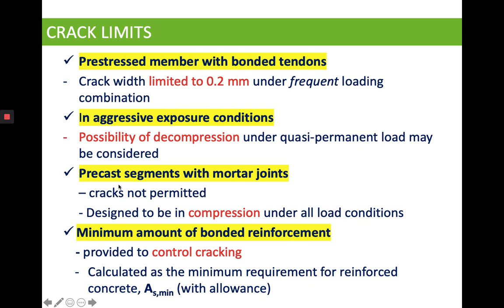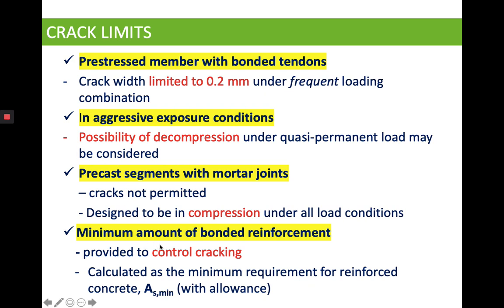The next one is precast segments, which will have mortar joints. For this type of structure, cracks are not permitted, because the mortar joint is very weak. Therefore it is designed to be in compression under all load conditions.